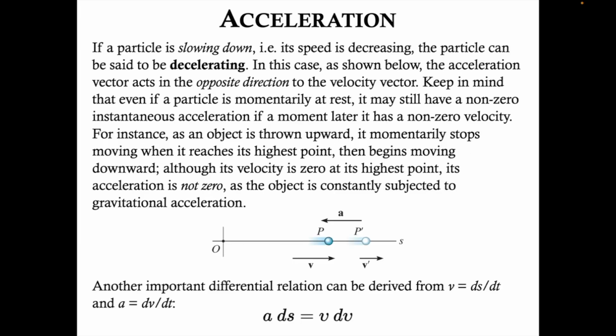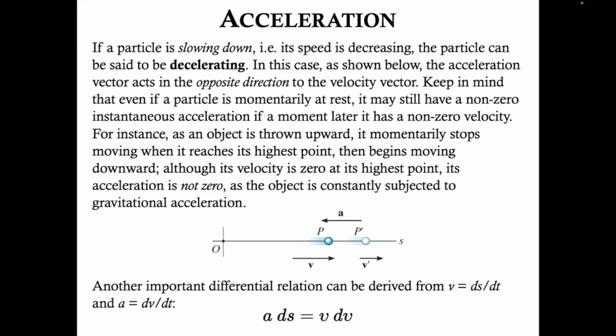Also on the topic of acceleration, if a particle is slowing down, in other words, its speed is decreasing, the particle can be said to be decelerating. In this case, the acceleration vector shown here acts in the opposite direction to the velocity vector. Keep in mind that even if a particle is momentarily at rest, it may still have a non-zero instantaneous acceleration if a moment later it has a non-zero velocity.